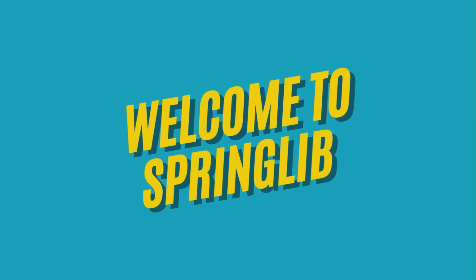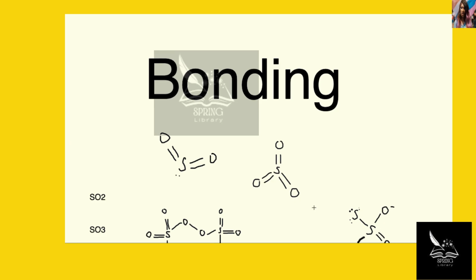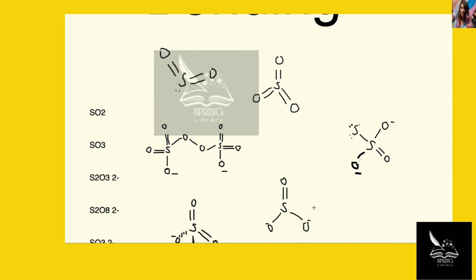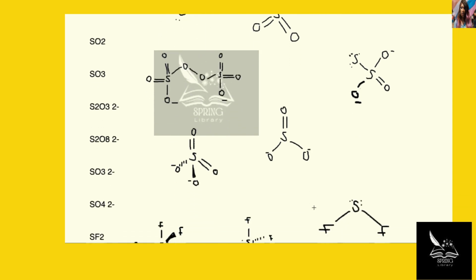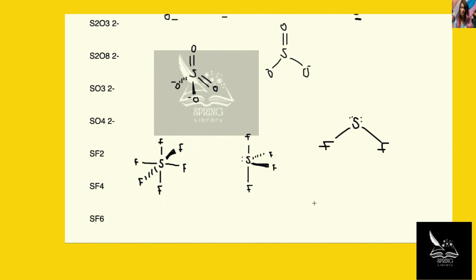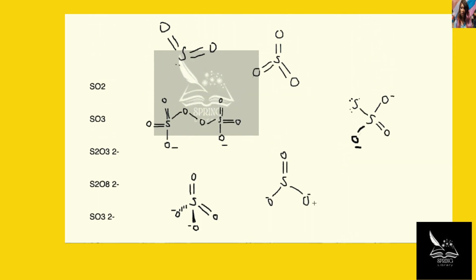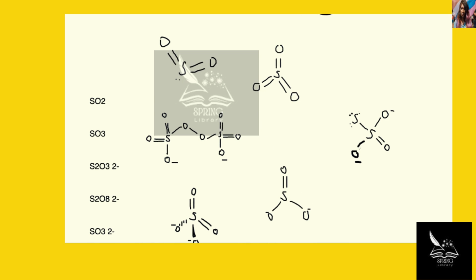Welcome to Spring LIB. Here we've just got a lot of structures to get through where we will be discussing lone pairs, bond angles and structures for all of these examples. Now I've drawn them out already to save us time. So let's start off with our top left here.